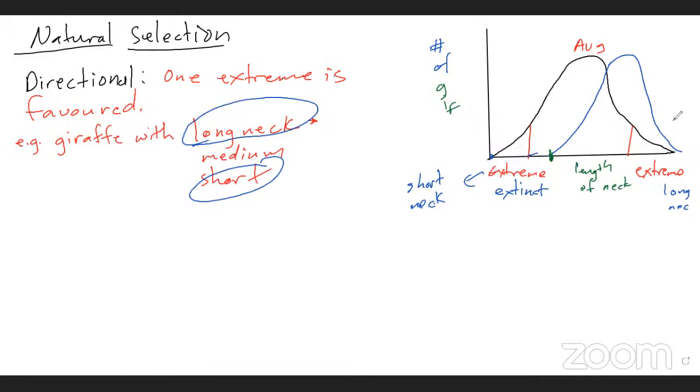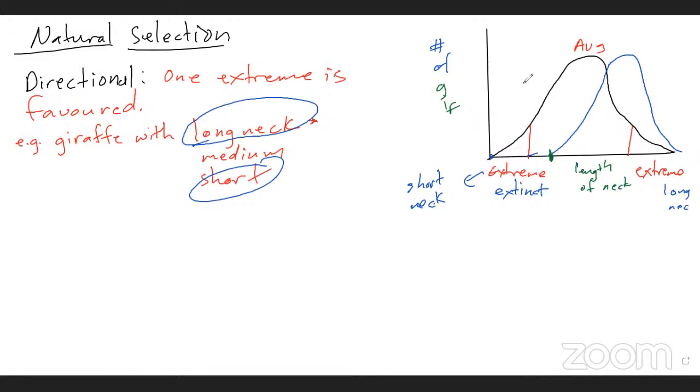Is that clear? Sir, the speckled moth would come under directional, right? Yes, remember that one. So just make an extreme where one extreme is being favored over the other. All right, so in directional selection, just remember one extreme is being favored.